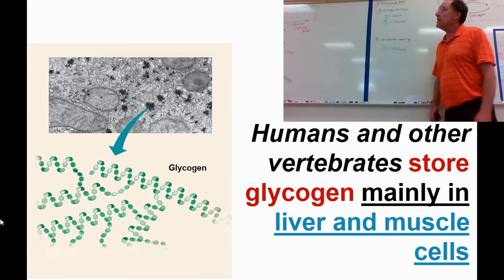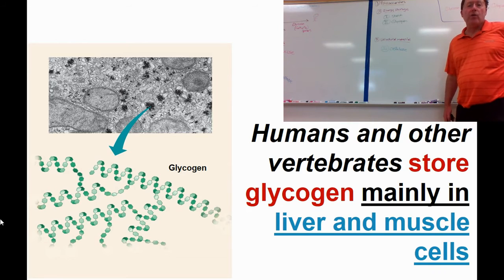We store glycogen mainly in liver and muscle cells, about 2 pounds of stored glucose as glycogen at any one time, about an hour after a big meal.